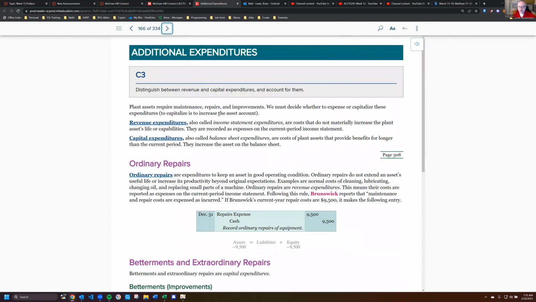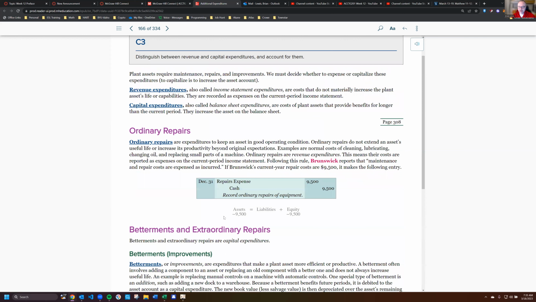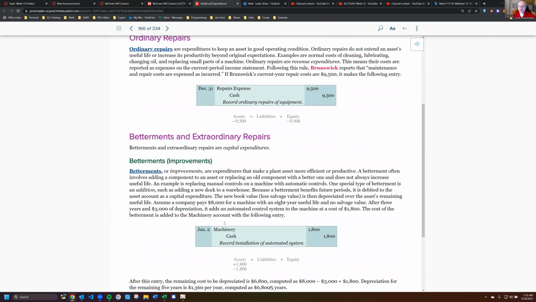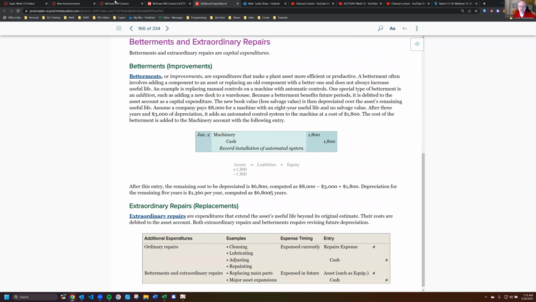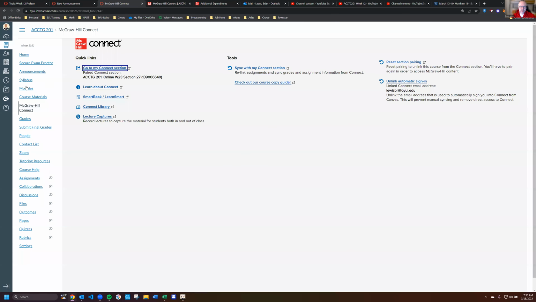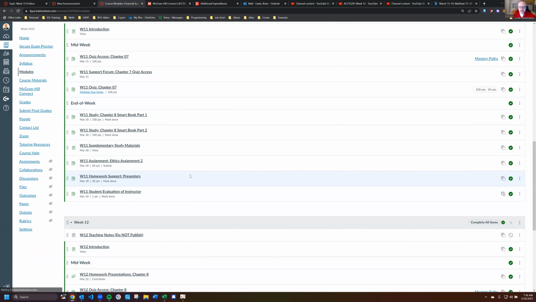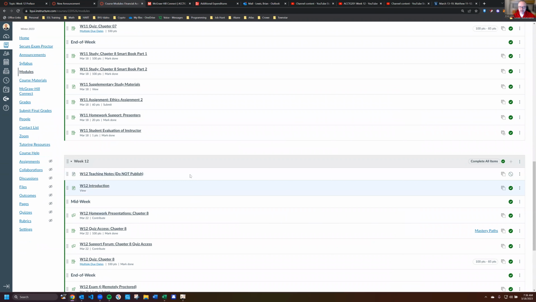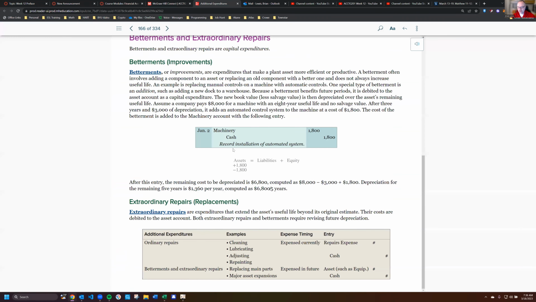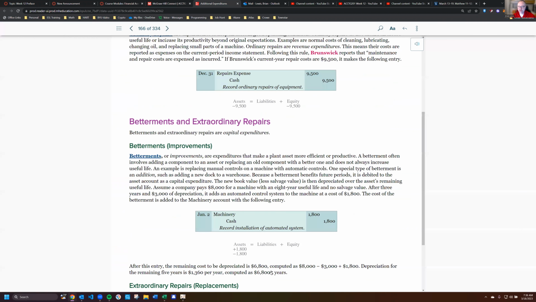It's also going to go through any type of capital expenditures, ordinary repairs, extraordinary repairs. That is all part of chapter 8. In fact, now that I'm looking at this, you're probably wondering, if I go back on the modules, let's just double check this. Chapter 8, 11. Oh yeah, you already started working through 8. Okay, so you got most of this. You're just doing, that's right, you're doing the quiz. So this will walk through any betterments, extraordinary repairs. This is what you've done on the ethics assignment.